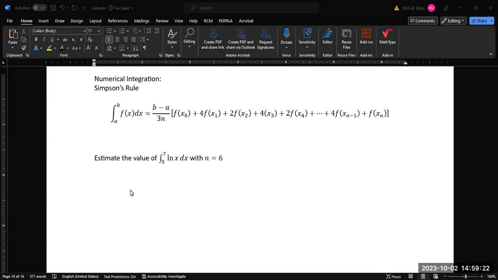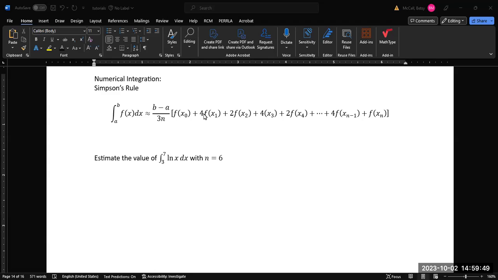All right, so in this video, we're going to look at how to apply Simpson's rule to evaluating an integral. And in this case, it's very similar to the formula for the trapezoidal rule, although there are a couple of specific differences. In the trapezoidal rule, our coefficient out front has a 2n in the denominator. This one has a 3n.